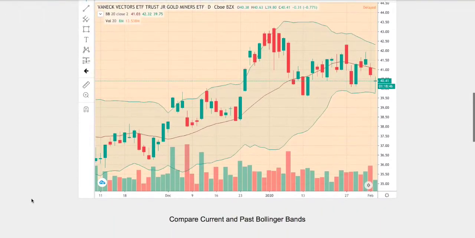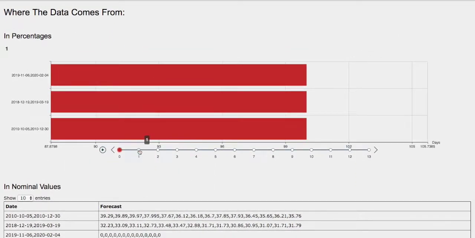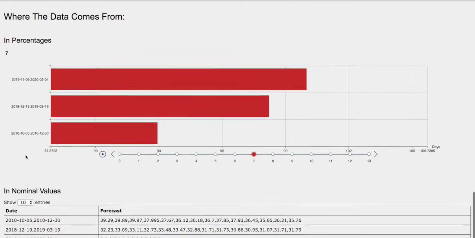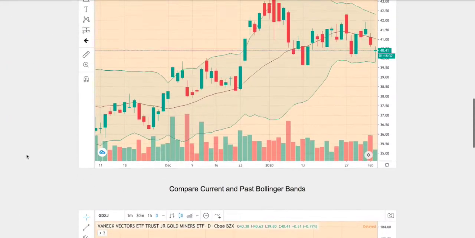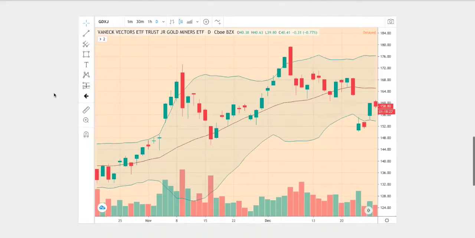So let's head back to the day-by-day forecast for gold miners. So we have 1 day out, 2 days out, 3 days out, 4 days out, 5 days out, 6 days out, and 7 days out. So which one of these models should we focus on? Ideally, the model that is the best match to the current trend. Right here we have the current trend, and below is the trend that I believe is the best match.